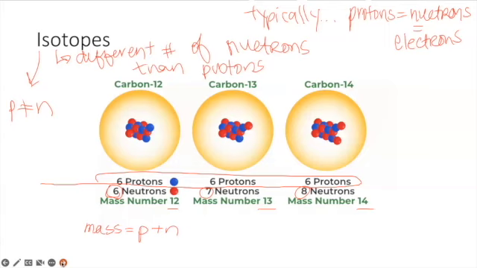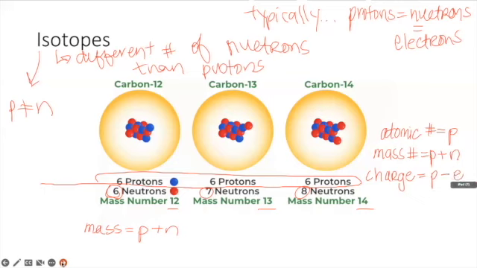So to define what we've learned so far, right? Atomic number is the number of protons. The mass, or mass number, is the number of P plus N, protons plus neutrons. And we haven't quite got to this, but I'm going to foreshadow this a little. The charge is your protons minus your electrons.